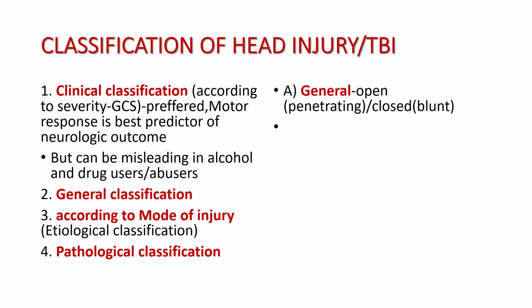You continue. So the classification of head injury, we have classification according to severity, and this is the preferred classification, and the motor response is the best predictor of neurologic outcome. So we will look at the Glasgow Coma Scale in the subsequent slide, but it has a shortfall in that it can be misleading.